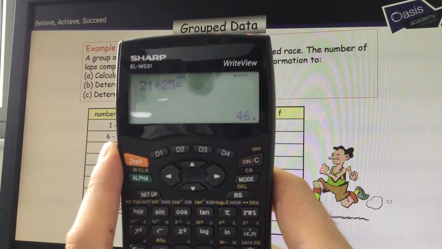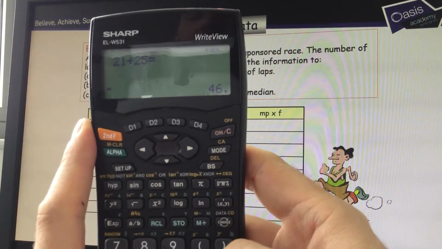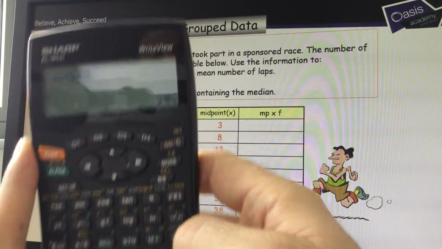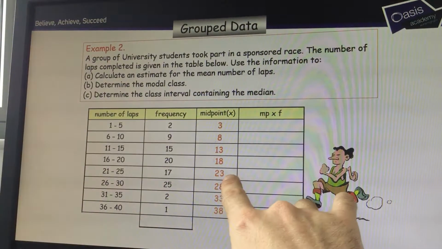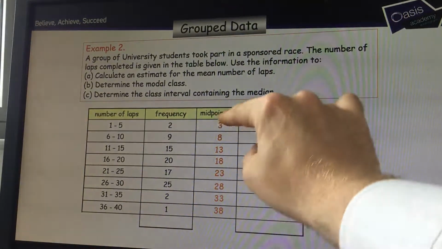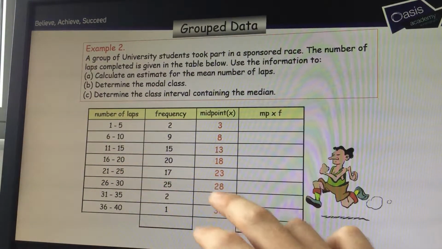You get that. If you just press divide by 2, which I'm going to do now straight away, it won't work. So you add them and then halve them. So the midpoint is 23. So that's how they got 23 there. I just chose that one at random just to show you. But that's how you find the middle of awkward ones.